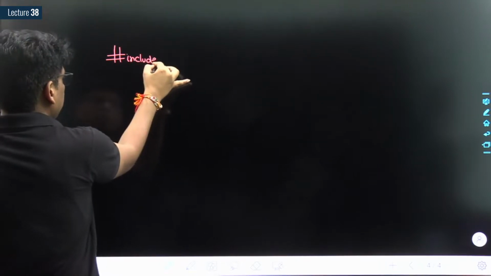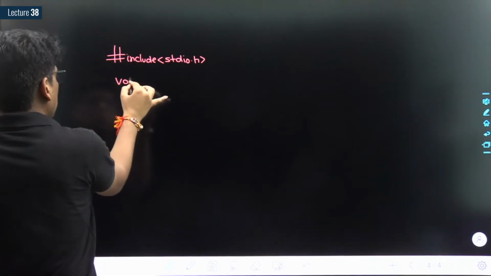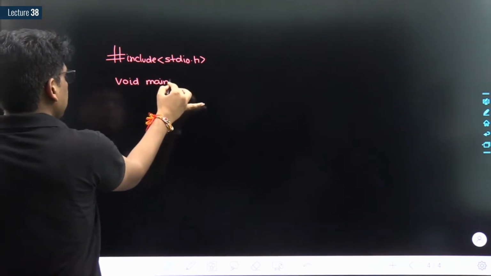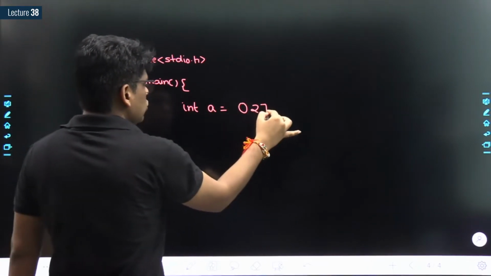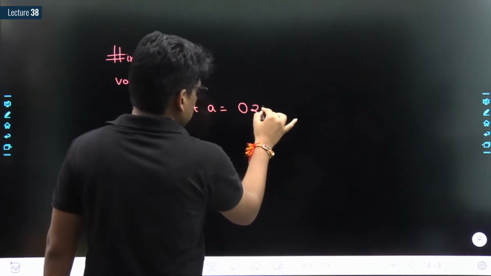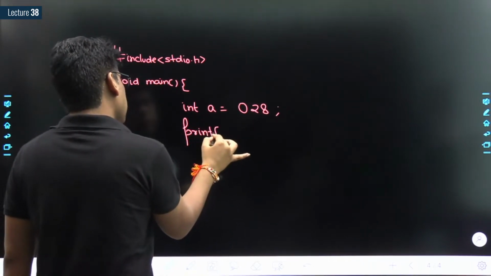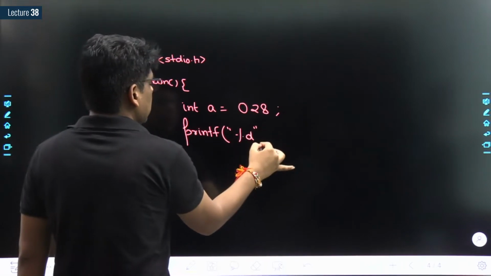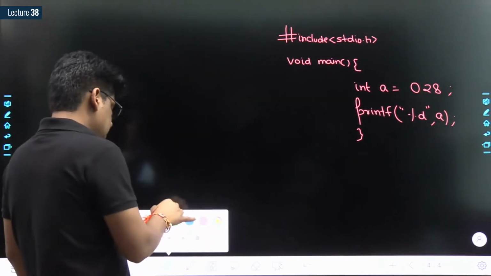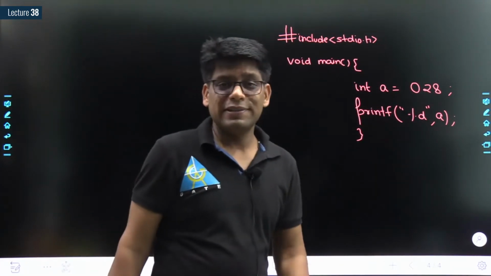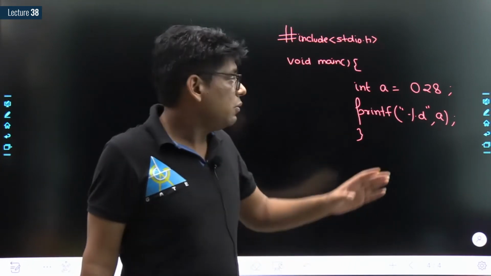#include <stdio.h> void main, int a = 028; printf("%d", a); Sir, what is the answer? The answer is the compiler is going to kill you. For sure. The compiler will say, what are you doing, yaar?